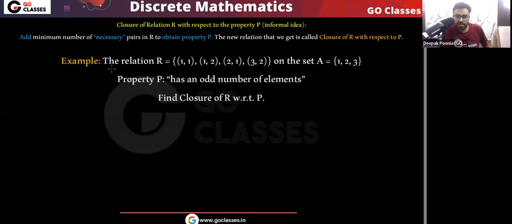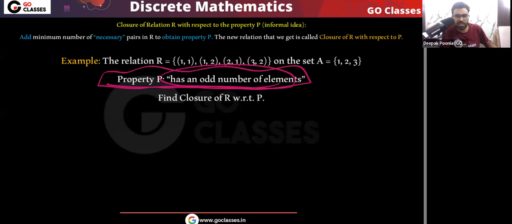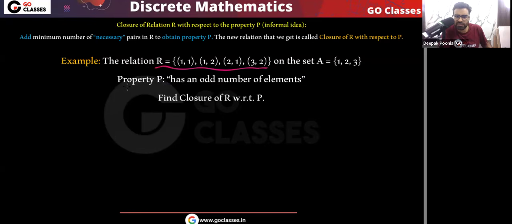Okay. So tell me, this relation and this property: the property is having an odd number of elements. This property we want to satisfy. We want an odd number of elements in the relation. Right now, remember, this relation does not satisfy this property. Do you notice? This property P is not satisfied by this relation R. So what do we need to do? If you want to find the closure of R with respect to this property P, then in this relation R, you need to add the minimum number of necessary pairs to satisfy this property P.